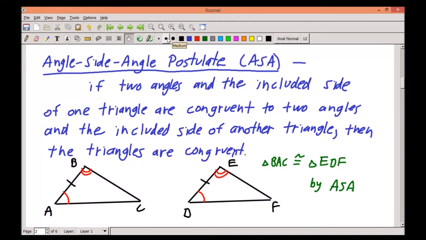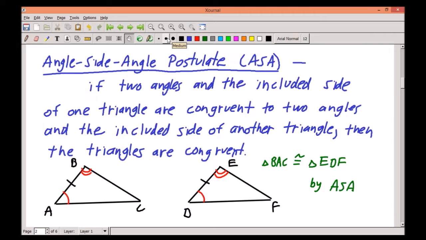The first of our new theorems today, actually this one's a postulate, is called the angle side angle postulate, abbreviated as ASA. It says if 2 angles and the included side of one triangle are congruent to 2 angles and the included side of another triangle, then the triangles are congruent.